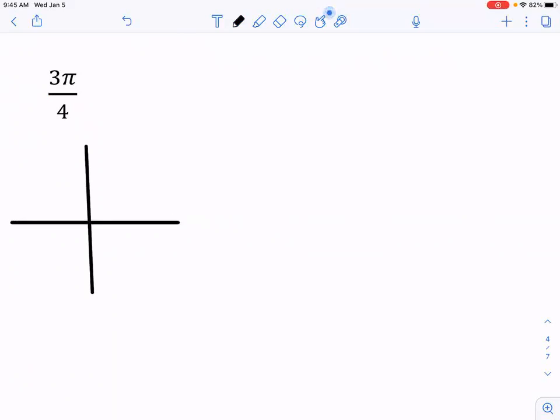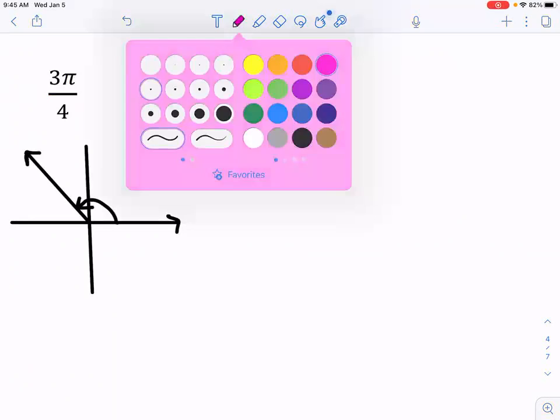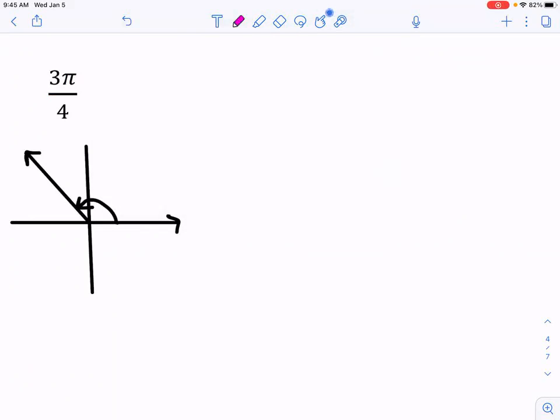Bella, what quadrant are we in? We're in the second one, and it's actually exactly halfway through the second. So there's 3 pi over 4. Now, if we want a coterminal angle, then we want to just rotate an entire rotation around, which in radians is 2 pi. So we are going to add 2 pi.